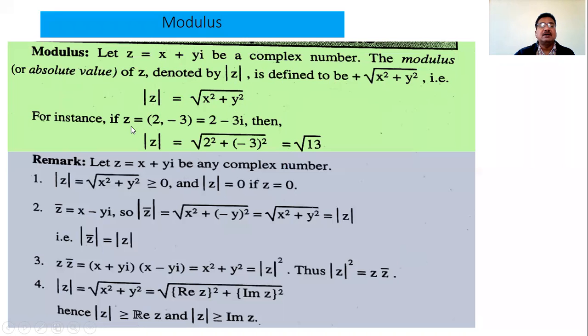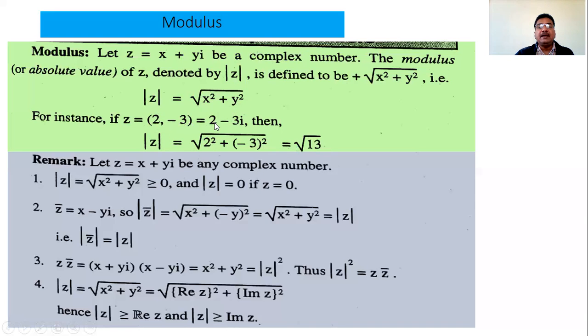Now if z is 2 minus 3i, or in ordered pair (2, minus 3), both are the same, only the writing styles are different. This 2 minus 3i and this ordered pair are the same complex number. Then what is mod z? Root of 2 square and minus 3 square, which is root 13. If both are negative, the squares are also positive.